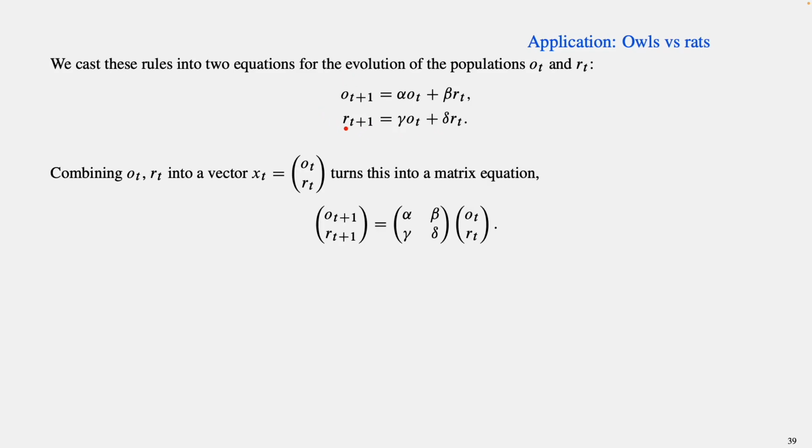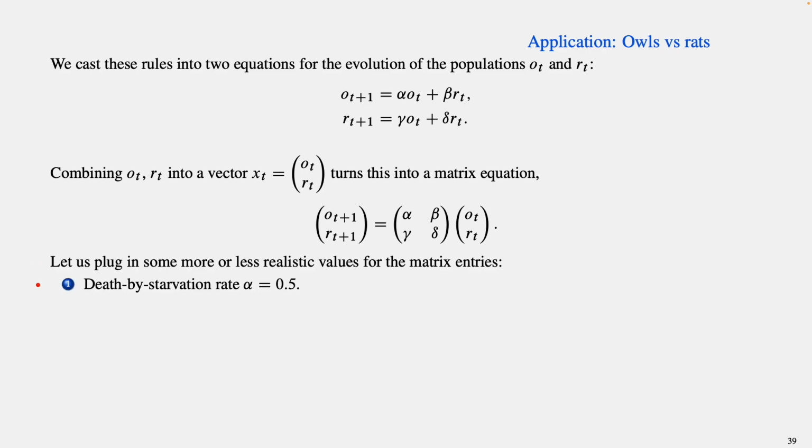Now we can write these two populations into a vector. So x_t is the population vector which has owls and rats at month t as coefficients. And then this becomes a vector-matrix equation. So o_{t+1}, r_{t+1} is this matrix alpha, beta, gamma, delta times o_t, r_t, so the population from the previous month.